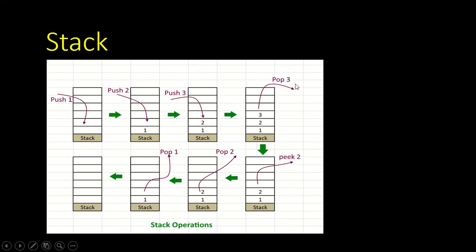When you pop three, the top part is also the one being removed. So the last one to go in was 3, then it was also the first to go out when it was popped. Then when you peek 2, you just look at what the top item is. So it just shows you 2. Then you pop 2, remove, then you pop 1. Then you're back with an empty stack. So isEmpty is true here and isFull is false.